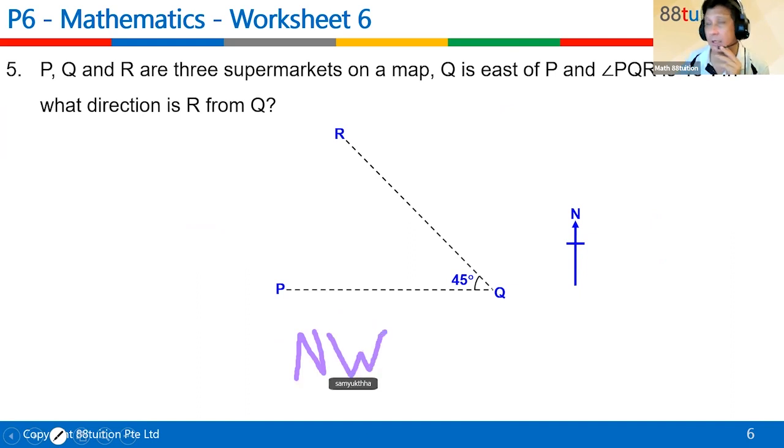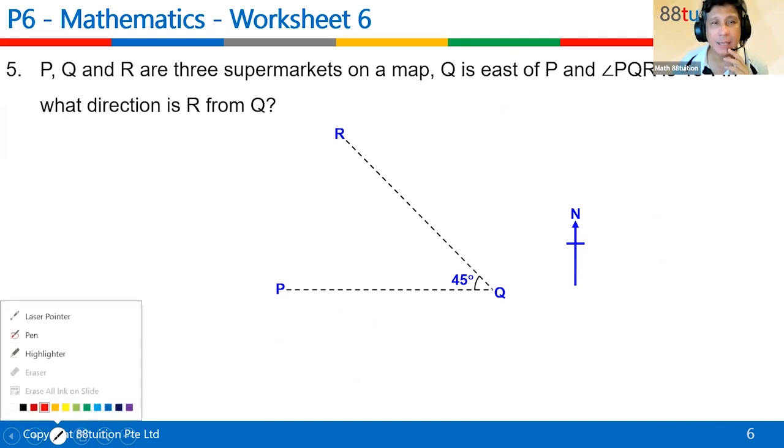North, west. Okay, very good. Northwest is correct. So let's try to understand why northwest is actually correct.